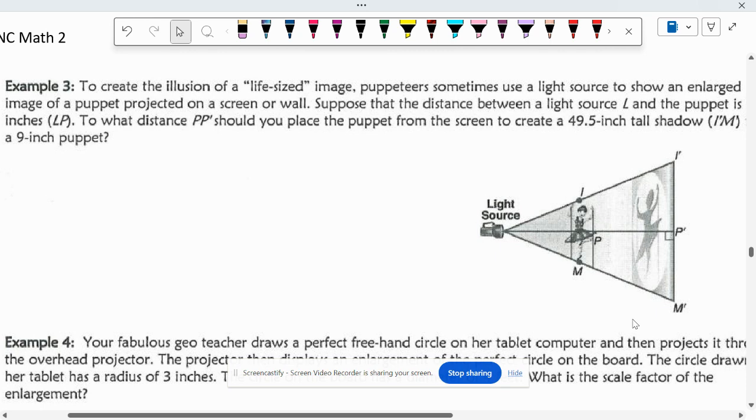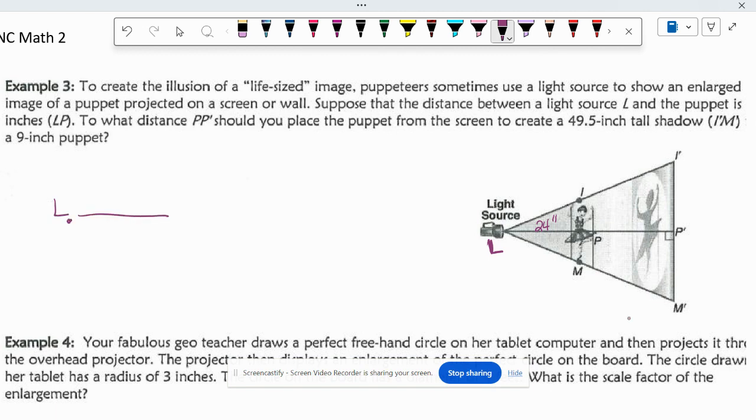To create the illusion of a life-size image, puppeteers use a light source to show an enlarged image of a puppet projected on a screen or a wall. Suppose that the distance between a light source, L, so this is my light source right here, and the puppet in inches is 24. So the distance from the light to the puppet is 24 inches. That's that measurement right there. I can actually just draw a sketch of it. So 24 inches from here to here.